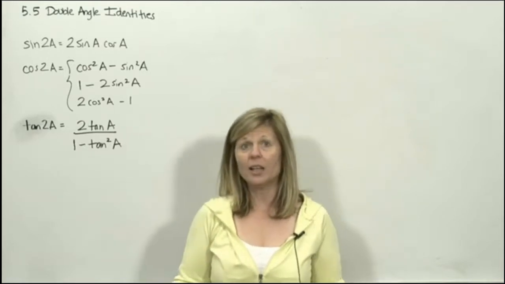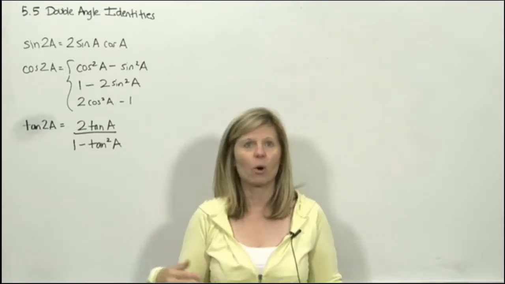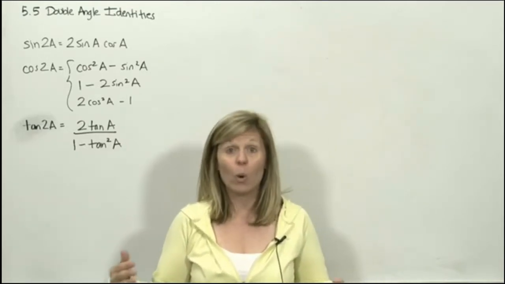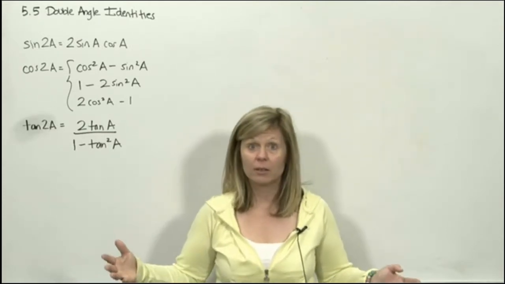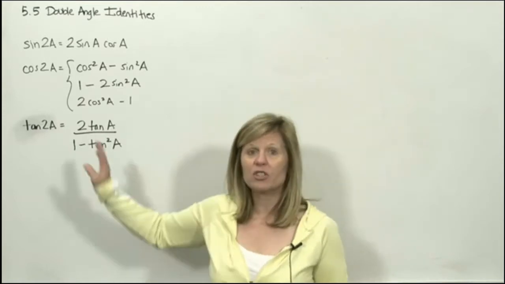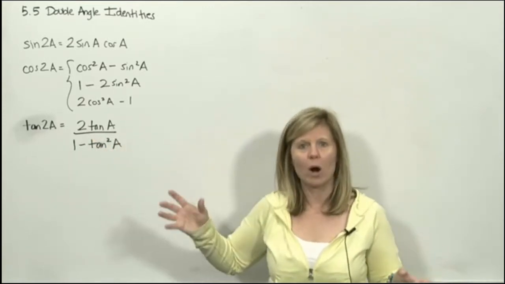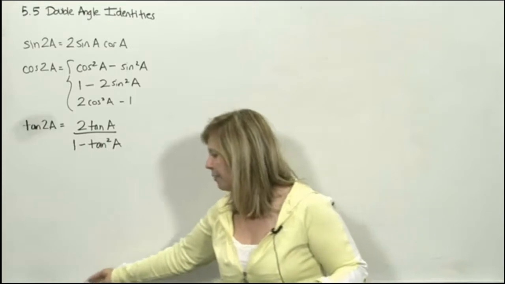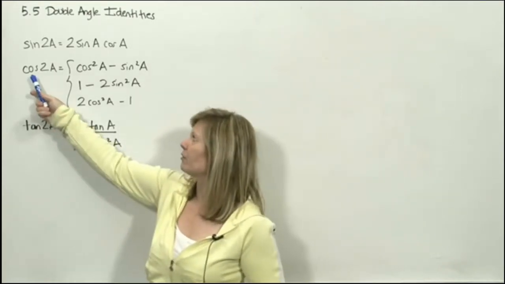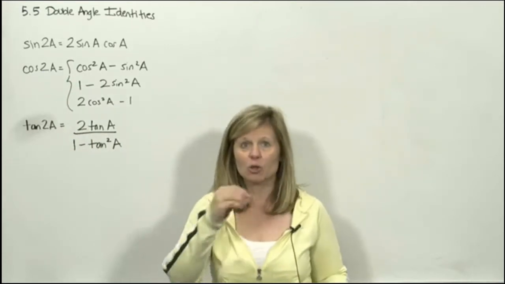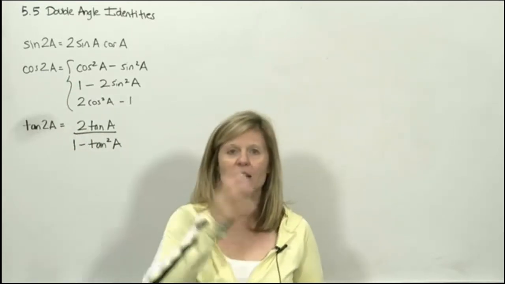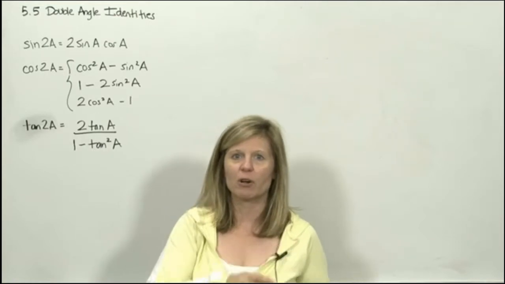Now, unlike in sections 5.3 and 5.4, where I did not show you where those sum and difference identities came from, I just said, hey, the proof is in the book. These are easy to prove, so I'm going to prove to you one of them, where it comes from. The one I'm going to prove for you is where we get the trig identity for cosine 2A. And it's directly related to those identities we just learned in 5.3 and 5.4.